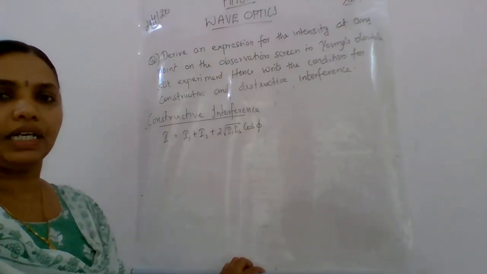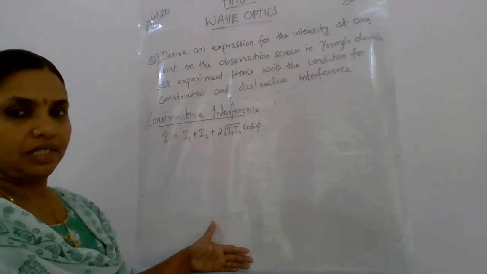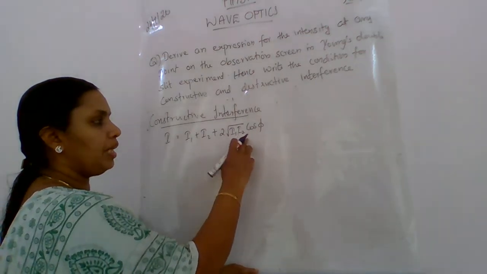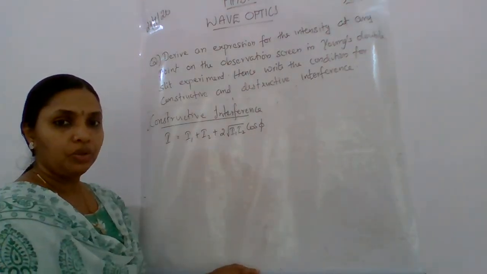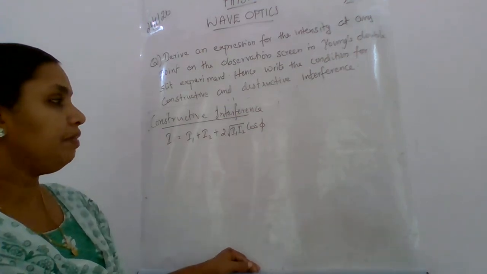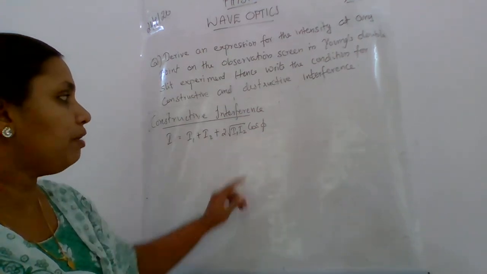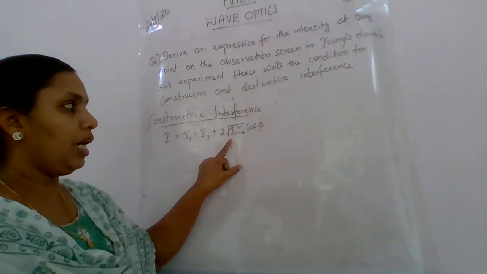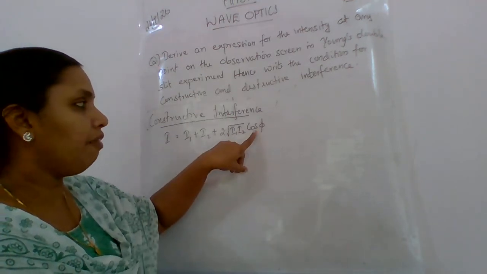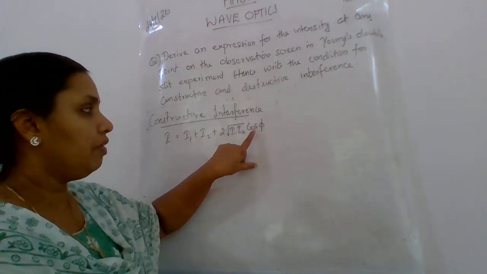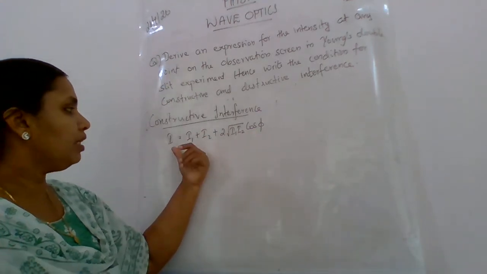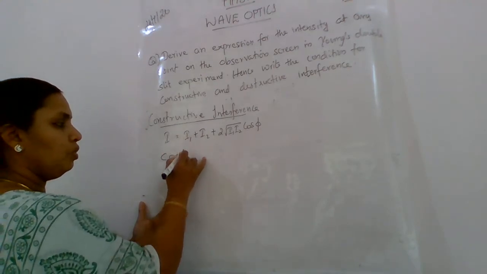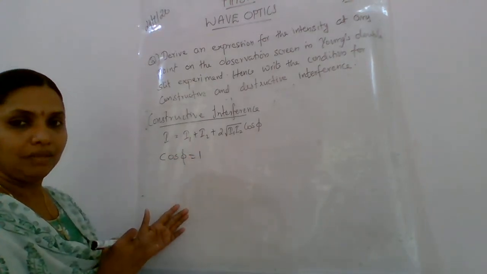Next we have to see the condition for constructive interference. We have the equation for the intensity: I equals I1 plus I2 plus 2 root I1 I2 cos phi. Constructive interference means the intensity will be maximum. So what will be the value of cos phi there? When the value of cos phi is maximum, the intensity is also maximum. The maximum value of cos phi is equal to 1. The minimum value is minus 1.